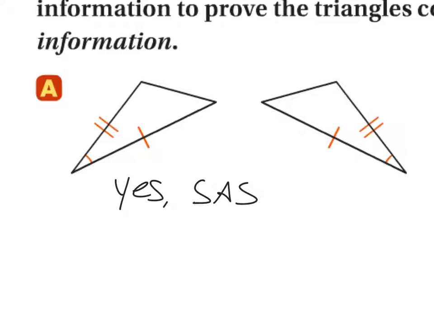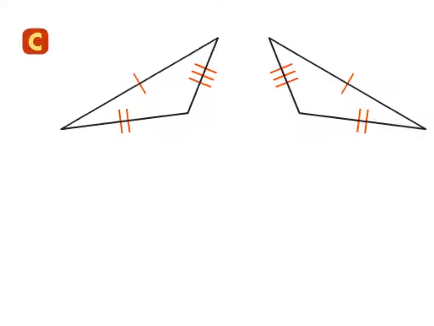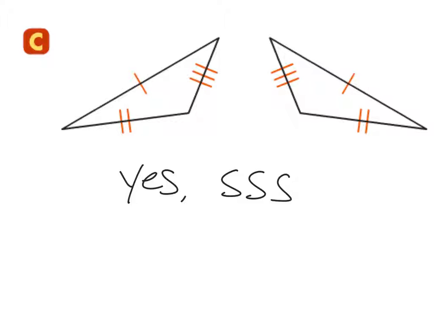Let's look at the one right below it. Are we able to show these two triangles are congruent? Yes, by side, side, side. Excellent. All right.